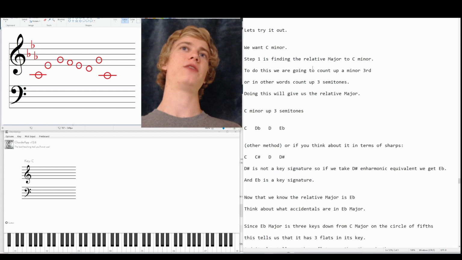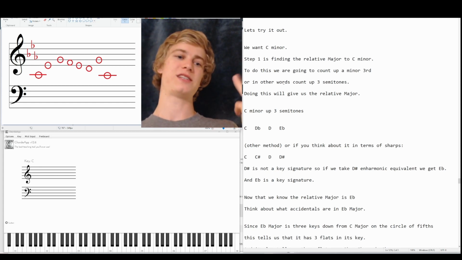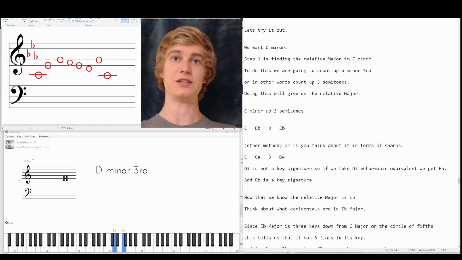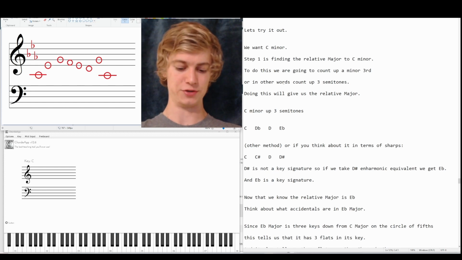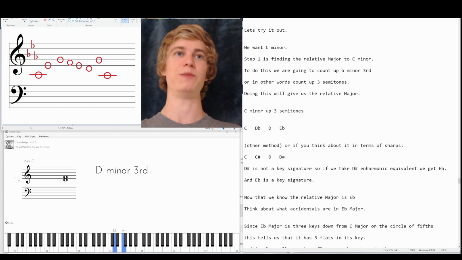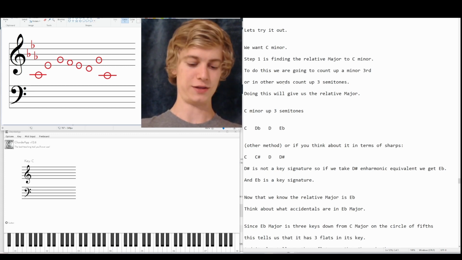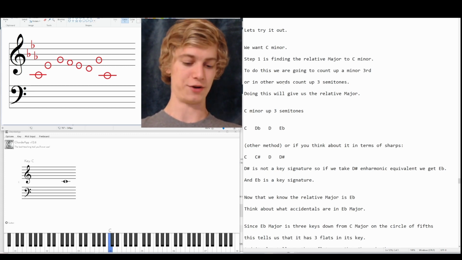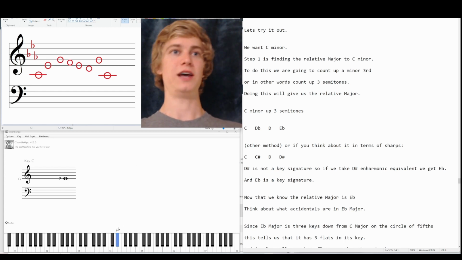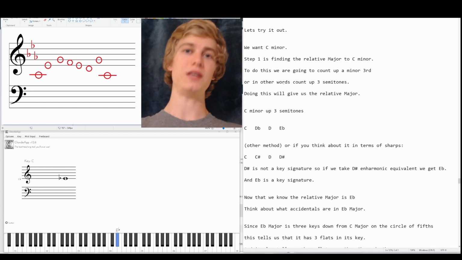Step 1, we're going to find the relative major to C minor. To do this, remember I was saying you can just count up a minor third to make it easy, or in other words, you count up 3 semitones because a minor third contains 3 semitones. And as you can see, we'll count these semitones coming after D. 1, 2, 3 semitones makes a minor third. So if we're on C minor, we're now going to count up 3 semitones. 1, 2, 3. And look where we land. We land on the note E flat.